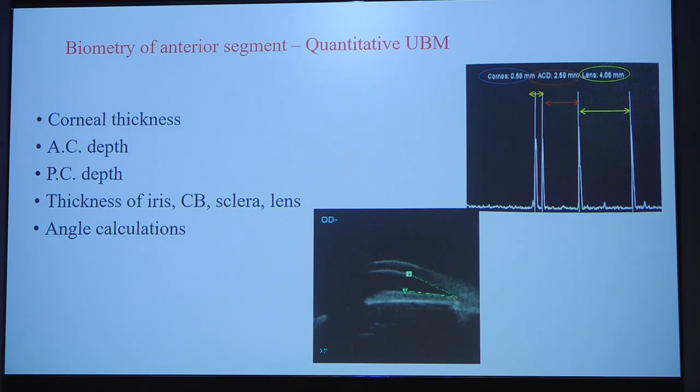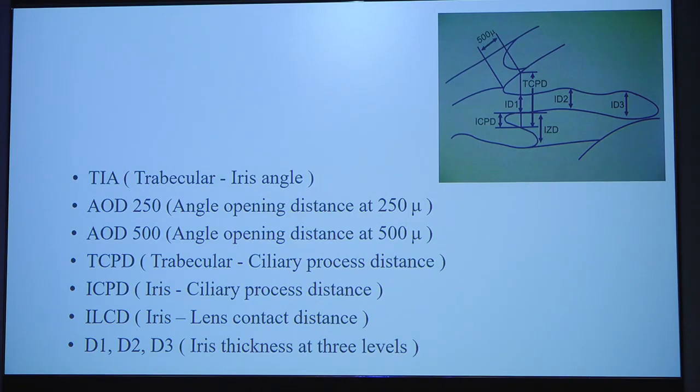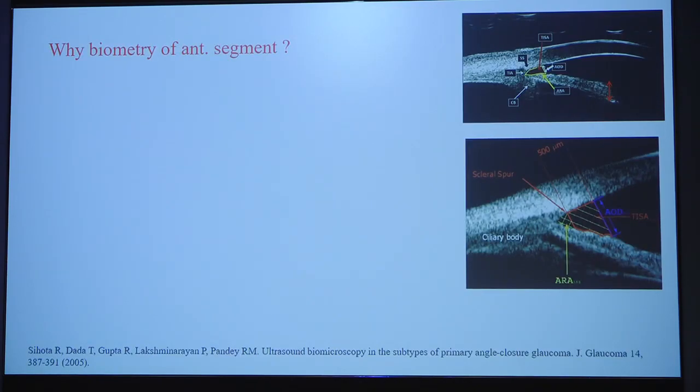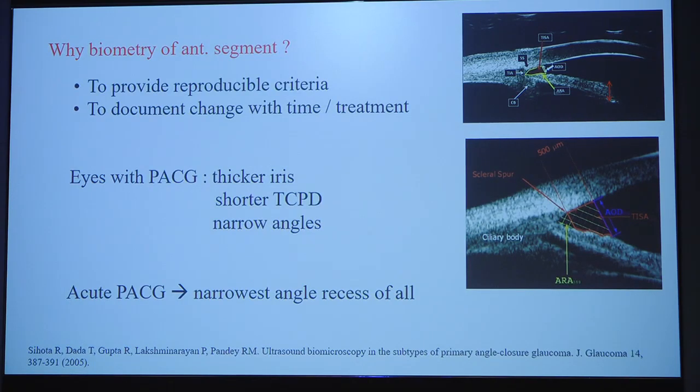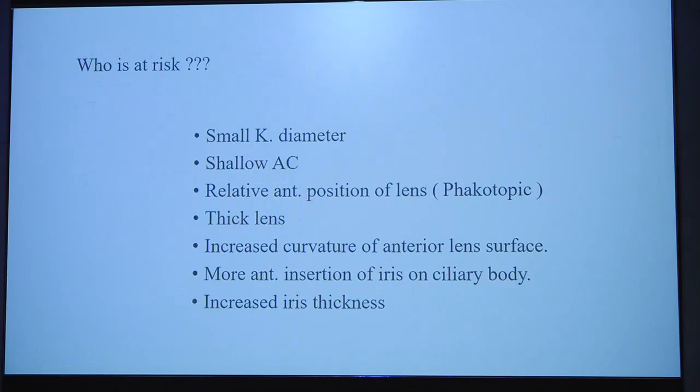UBM also helps in the biometry of the anterior segment. We can measure different parameters. You can do lots of calculations in the angle as well. So what is the role of all these angle calculations? To provide reproducible criteria, when you want to document change either over time, longitudinally, or with your treatment. In primary angle closure glaucoma, the iris would be thicker, the trabecular ciliary process distance would be shorter, and overall the angles would be narrow. And acute angle closure glaucoma has the narrowest recess of all of them.